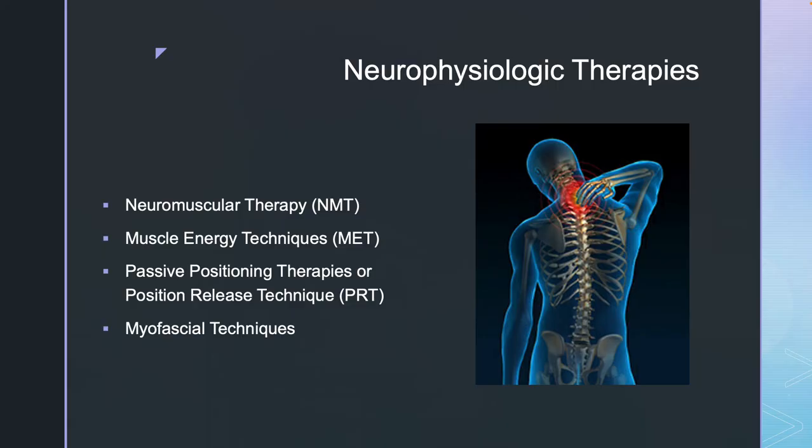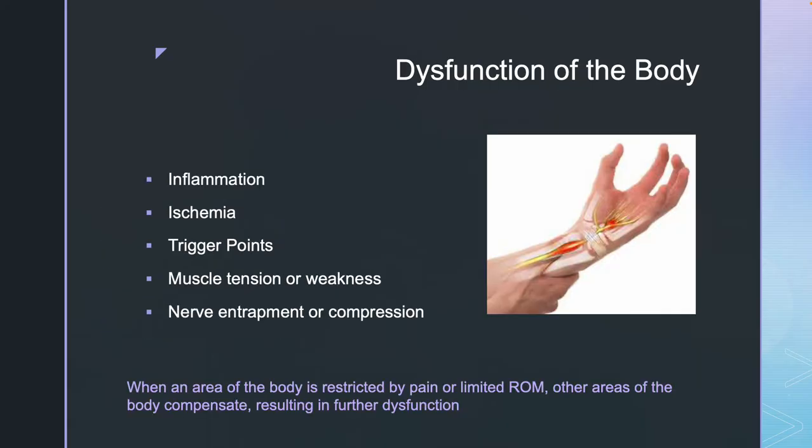So this would include something called neuromuscular therapy, which in short is NMT, muscle energy techniques, MET, and passive positioning therapies, or they also call those positional release techniques, PRT. Last but not least, we're throwing myofascial techniques down on this list. And you're like, what are these? We'll learn.